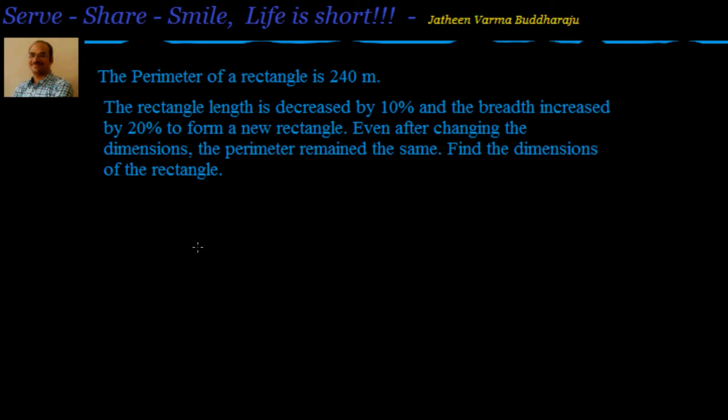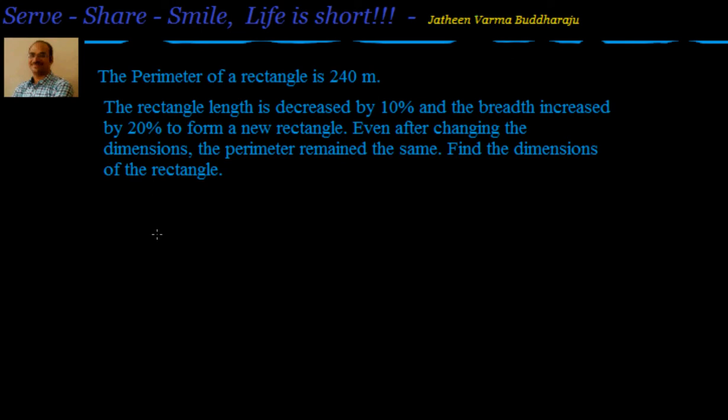Before going ahead with the problem, let's understand the formulas we have to use to solve it. First, we should know that the perimeter of a rectangle equals 2 into (L plus B), and that a rectangle has only two dimensions, length and breadth. Next, we should understand how to calculate a decrease by 10% or an increase by 20%, how to increase and decrease by percentages. Next, we have to know how to solve a simple linear equation. With this knowledge, we should be able to solve the problem.